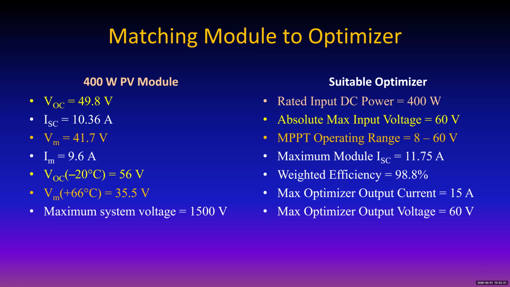Once in a while, you'll see a system with 96 cell modules where the voltage can exceed 60 volts at the output of the module. And then the rated input voltage has to be more than 60 volts, so the optimizer needs to be ready for that.